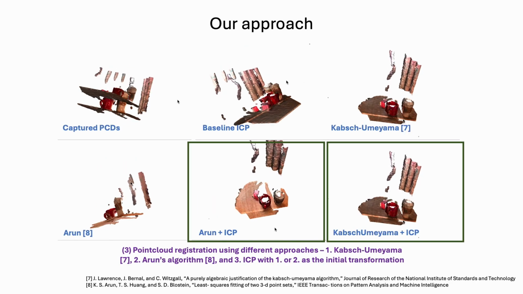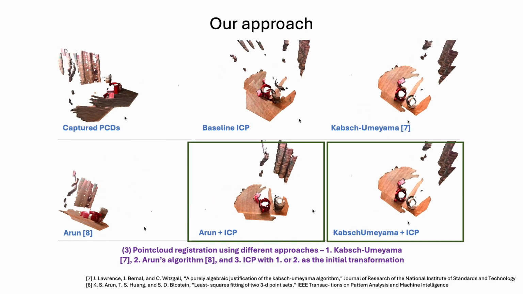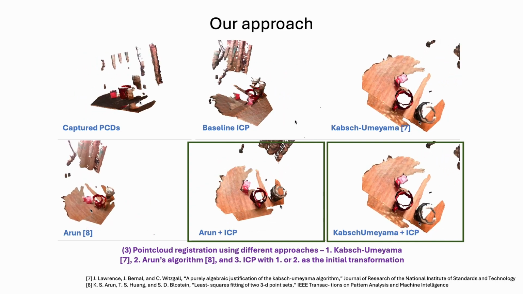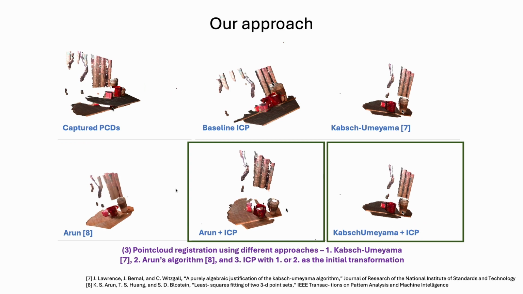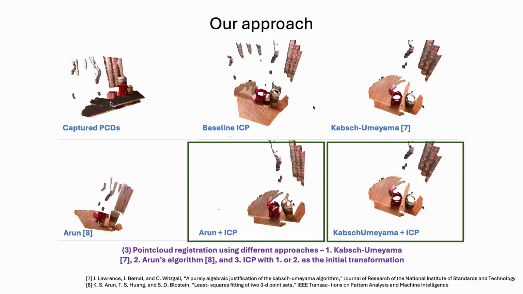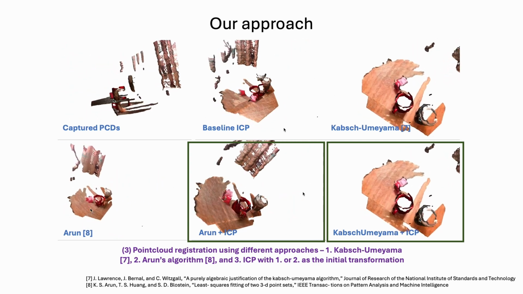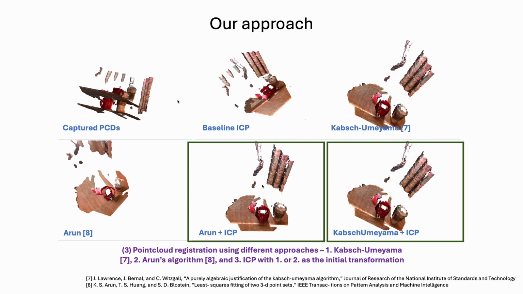Now, we use different registration approaches, including Umeyama's and Arun's algorithm, that give a deterministic solution in one step, assuming that the given correspondences are correct. We can then run ICP using the transformations predicted by the two algorithms as an initial point.